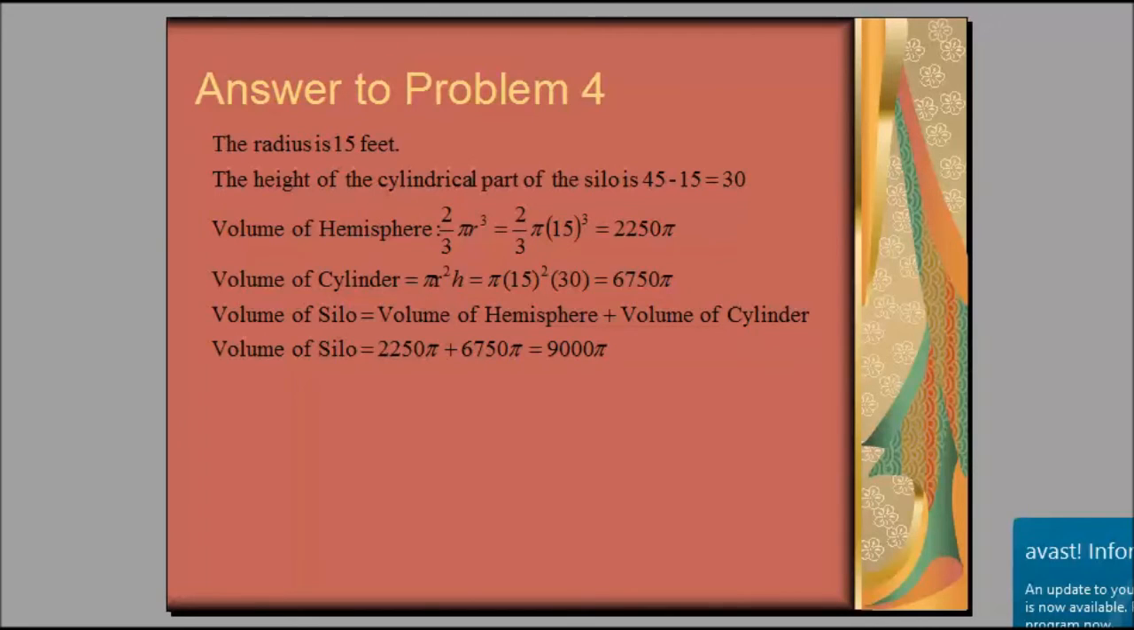The volume of the cylinder is pi r squared h, which is pi times 15 squared times 30. The result of the multiplication there is 6,750 pi. The volume of the silo equals the volume of the hemisphere plus the volume of the cylinder. This gives us 2,250 pi plus 6,750 pi, which equals 9,000 pi.